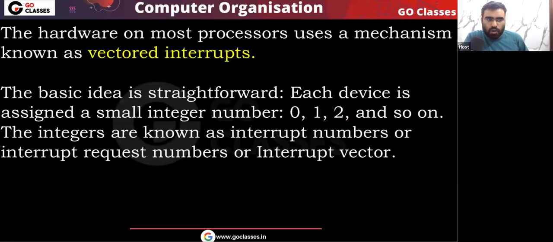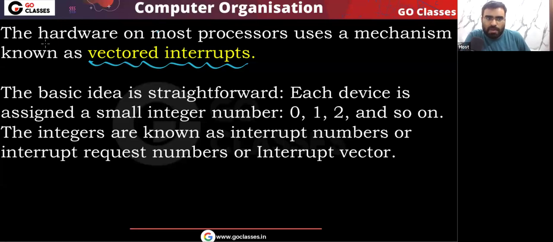I told you how the CPU will know which device has interrupted, because there is only one interrupt request pin. We have only one interrupt request pin, but there are many IO devices. Whenever an interrupt comes, the CPU will see INTR equal to 1, which means someone has interrupted. But who has interrupted? How to find out? For that, we use the concept of vectored interrupts. Means to every interrupt, we give a unique number that is called the interrupt vector.